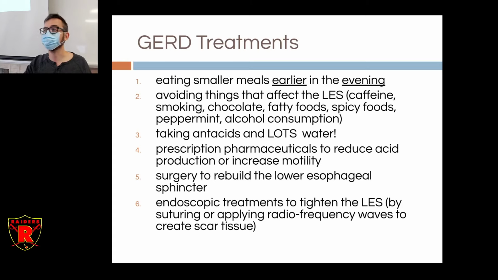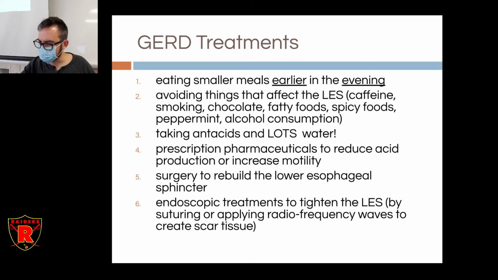There are other things that make GERD really bad. They weaken how tightly the sphincter closes at the top of your stomach. Things like caffeine, chocolate. Smoking is really bad for GERD. It really weakens the sphincter at the top of your stomach. Spicy foods make the acid worse. Fatty foods can make the acid worse. Peppermint is a trigger for a lot of people. Alcohol can be really bad for people. A lot of people in my family can't drink any alcohol because it causes really bad heartburn. So all of those things can potentially cause pretty bad GERD.